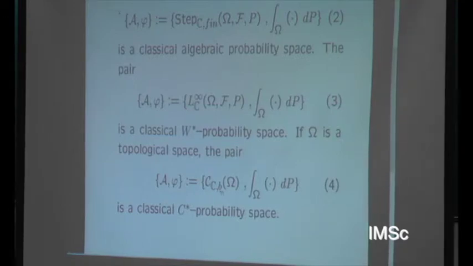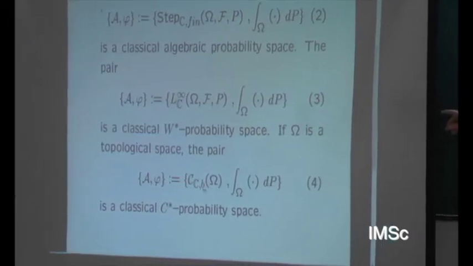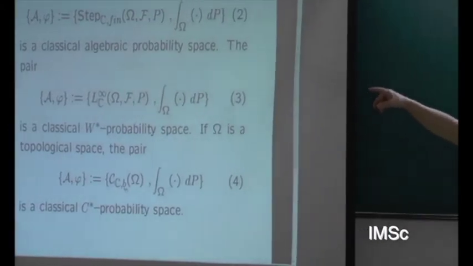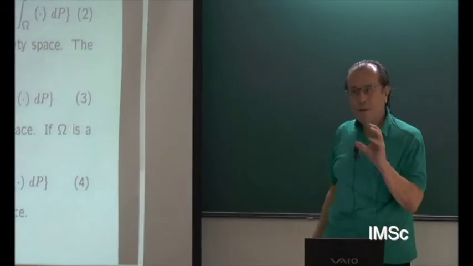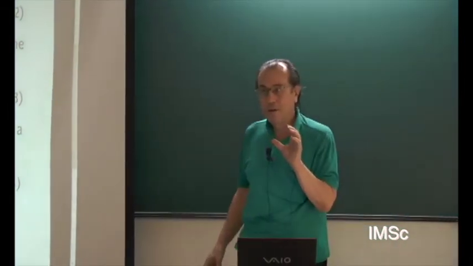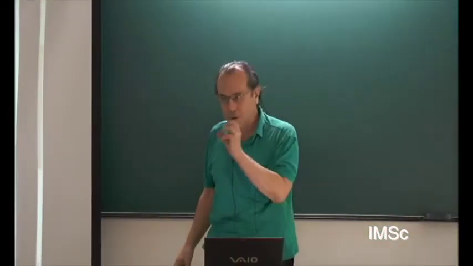I want to draw your attention to the fact that all these three probability spaces uniquely determine the probability measure. So you understand that I can have probability spaces with algebras which are very far from being isomorphic, but which define, from the probabilistic point of view, the same measure.